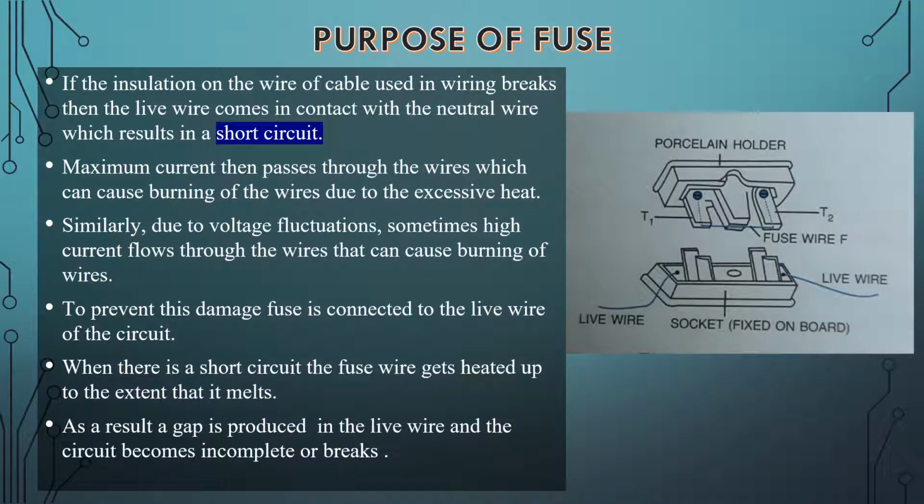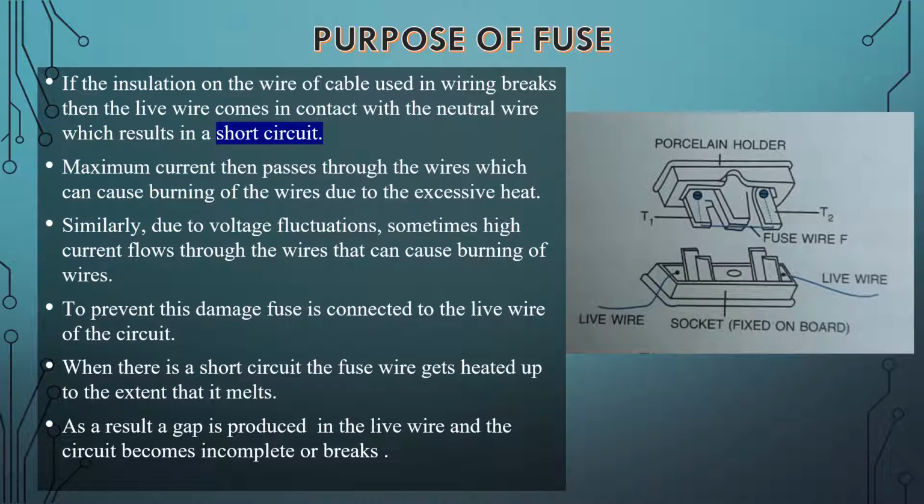Let us now see the purpose of fuse wire. For that, first of all, we will have to know what is short circuit. If the insulation on the wire of cable used in wiring breaks, then the live wire comes in contact with the neutral wire and this is known as short circuit. During this time, maximum current will pass through the wire, which can cause burning of the wire due to excessive heat. Similarly, if there is a voltage fluctuation, sometimes high current flows through the wire, which can also cause burning of the wires.